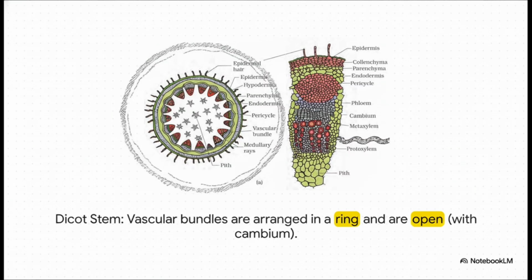Okay, let's move up the plant to the dicot stem. Again, we start on the outside with the epidermis. Right underneath that is a layer of collenchyma for flexible support, then the cortex. But the real star of the show is the vascular bundles. Look at how they're arranged in a perfect, neat ring. Each bundle has xylem and phloem together, and they're called open because there's a little strip of cambium sandwiched between them. That cambium is the secret to secondary growth. And right in the very middle, you have a big, clear pith.